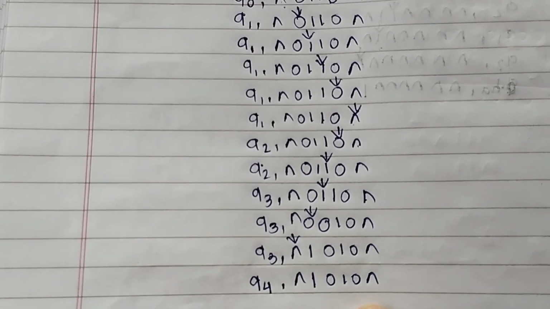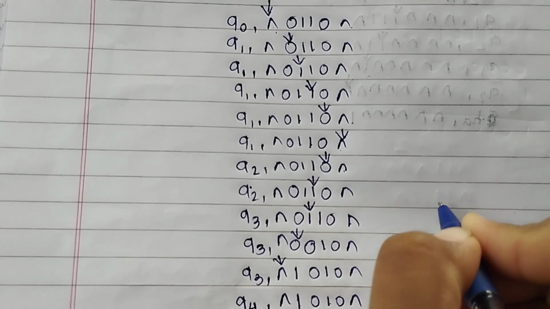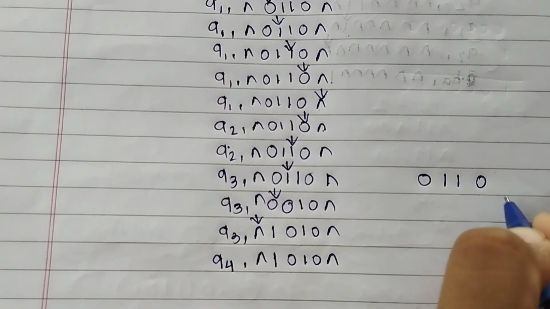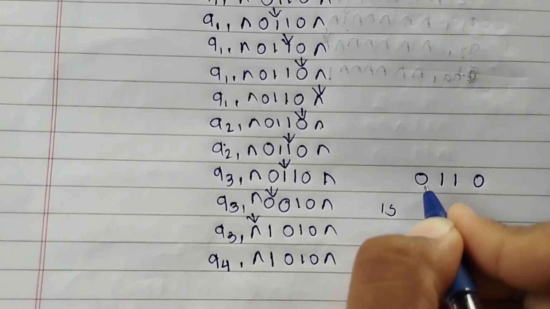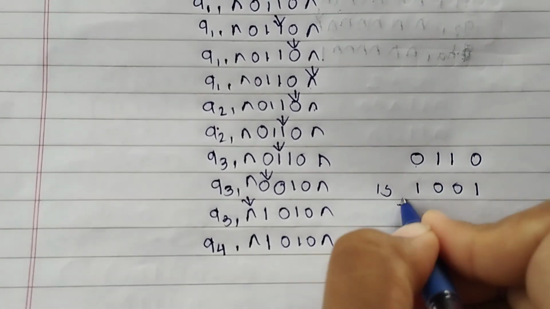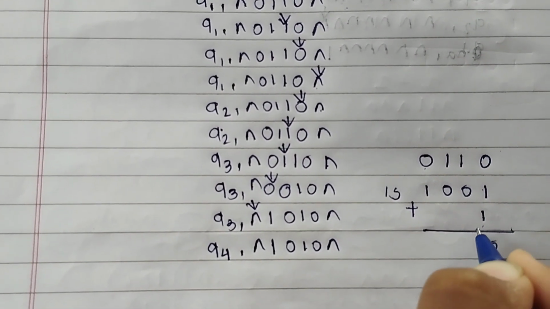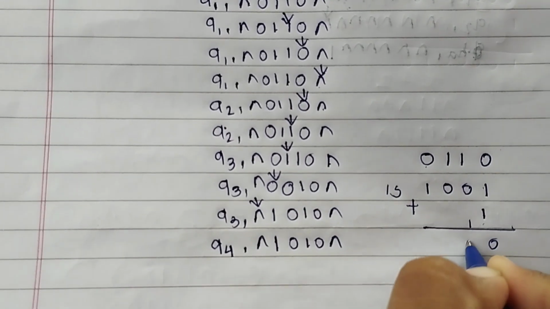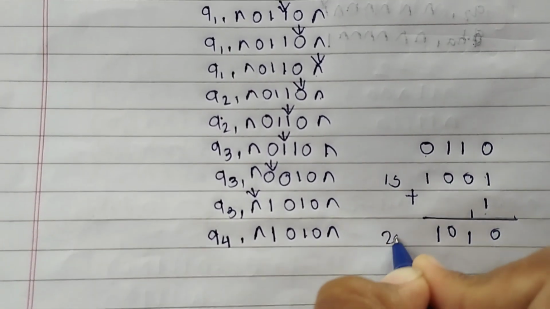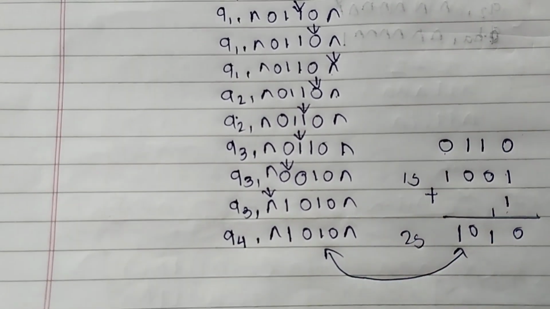Now we cross-check whether this is correct or not. So what is the input? 0 1 1 0. First we find the 1's complement. The 1's complement is 1 0 0 1. Now we add 1 to find the 2's complement. So 1 1 0, carry 1, then 0 1 1, where this 0 is kept as it is and 1 is kept as it is. So this is the 2's complement, and the same output we get here. This is the same.